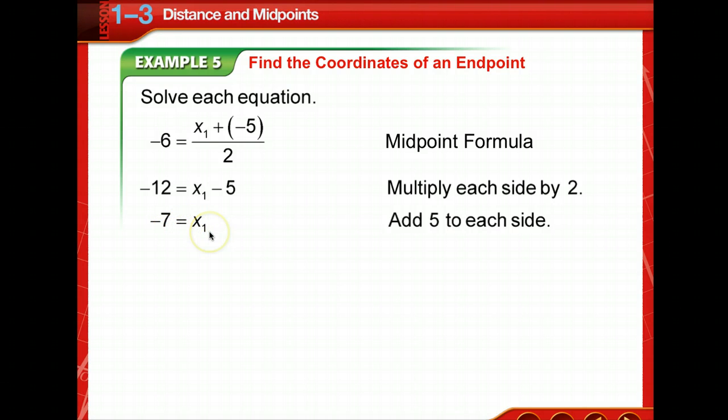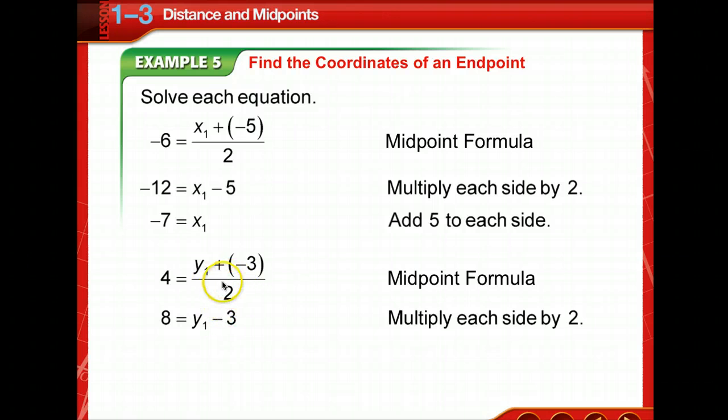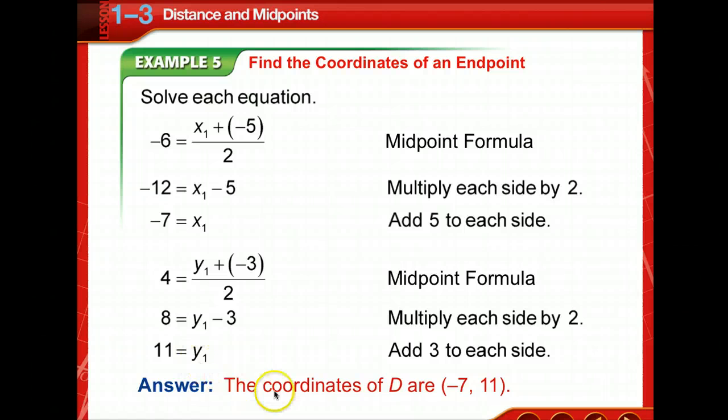Okay, we found the x. Now let's go back in and let's find out what y is. The first thing we do, multiply both sides by 2. Get rid of that in the denominator. 8 is equal to y sub 1 minus 3. Add 3 to both sides. So our coordinates for our endpoint are negative 7 and 11.